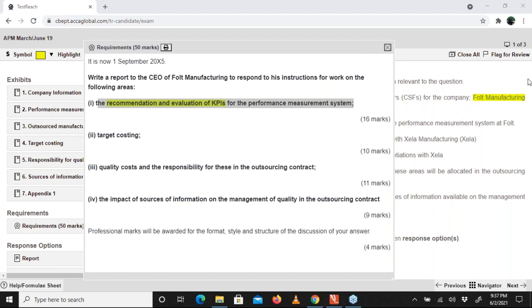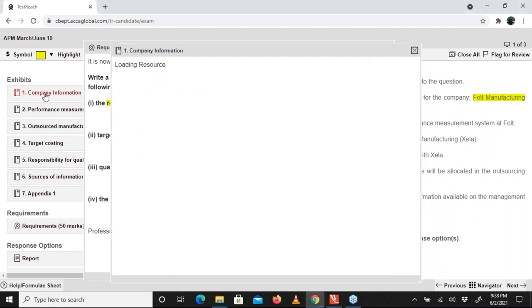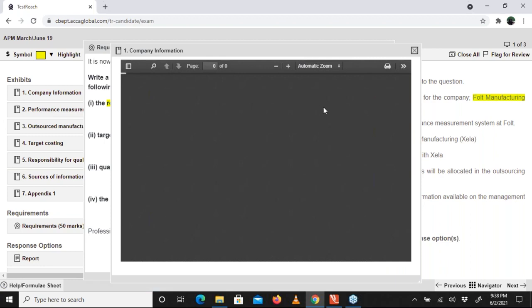Anyone, I hope that you all are with me, right? Now see, let's talk about the first area. I repeat, let's talk about the first area. What is that first area? Which is about the company information.